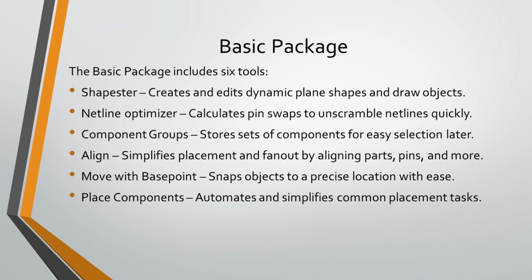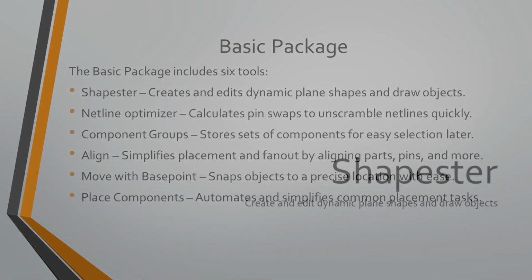Move with BasePoint is another tool for moving components, vias, and user layer draw objects. Place Components has even more functionality for placing components. It is primarily useful when there are many similar groups of components. It puts component groups in rows or columns, then spaces them out by given values or by minimum spacing. It can also swap groups and individual components around to uncross netlines.